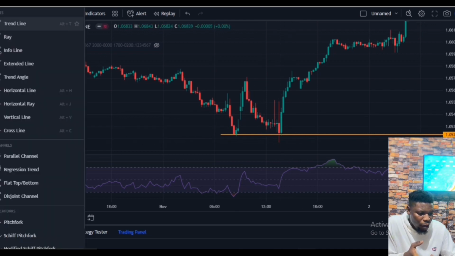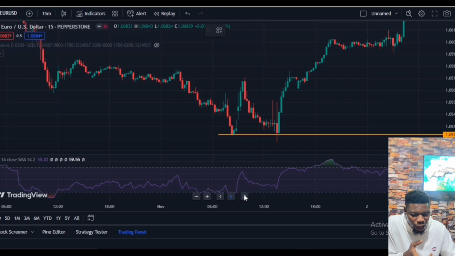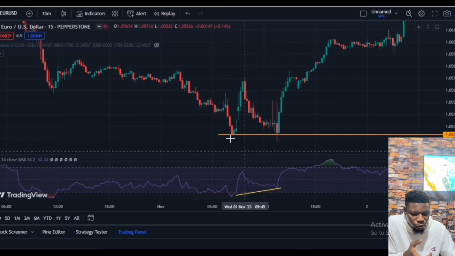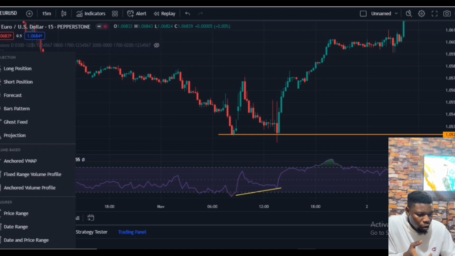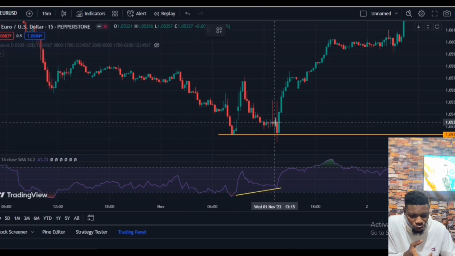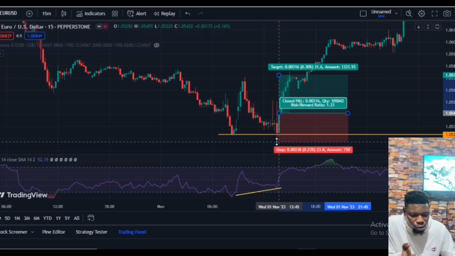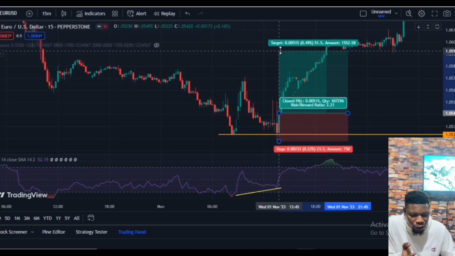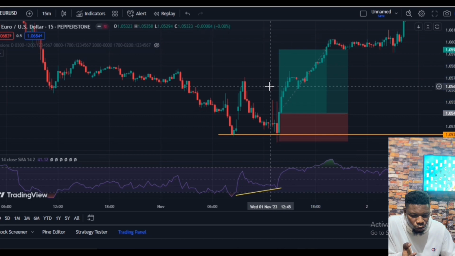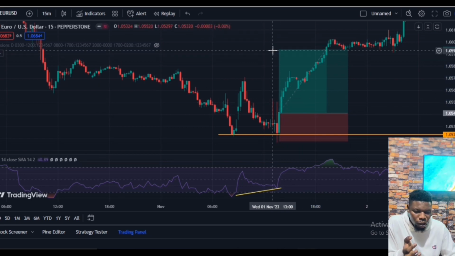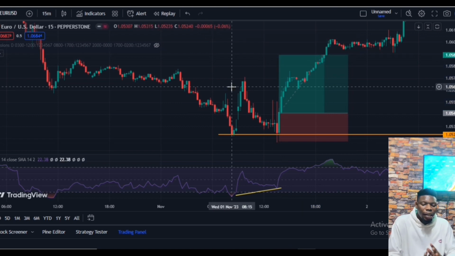Let's check our RSI to see maybe a divergence happened there. So a divergence happened, yes or no? It happened. You can see, guys, it happened. So what do we do? Just go for a 1 to 2 risk to reward. You must wait for the candle to close, then you go for your 1 to 2. You see, very easy.